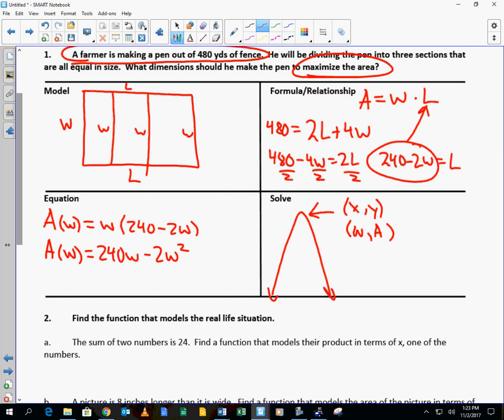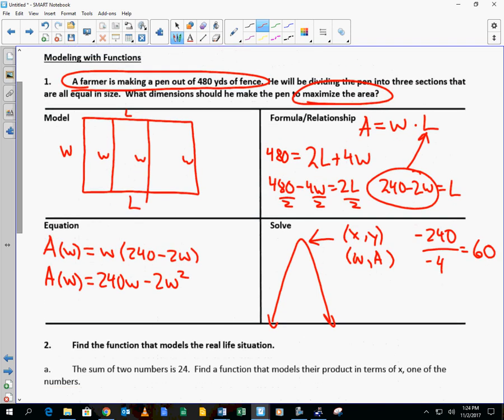Okay? So, how do we find the vertex? What do we do? Yeah, you can either turn it into vertex form or do negative b divided by 2a. What would be easier in this situation? Negative b divided by 2a. So negative 240 divided by 2a. 2a would be negative 4, and I get 60. What does that mean? That's the width, right? So if I have a width of 60, that's when the maximum area occurs.